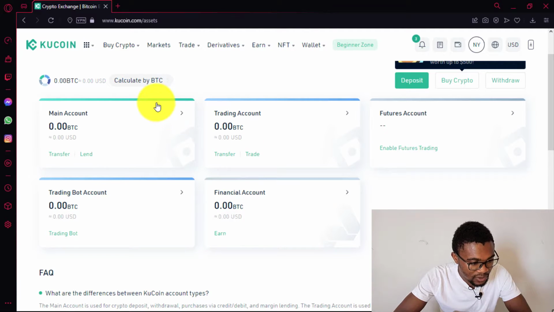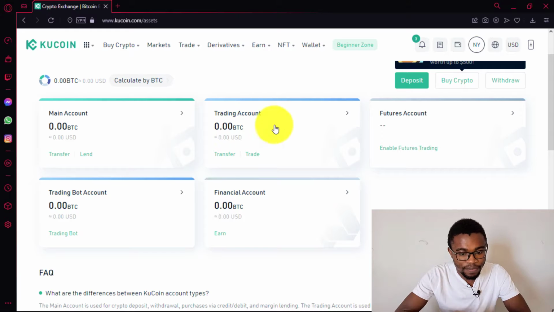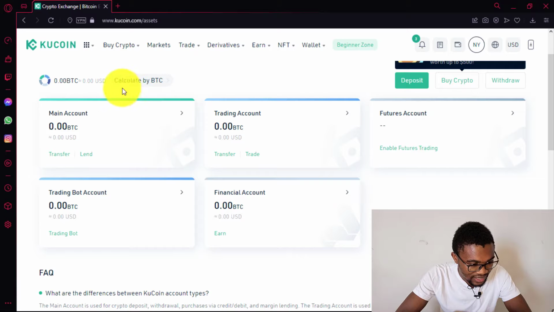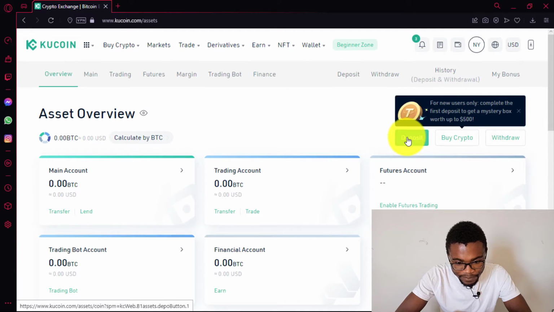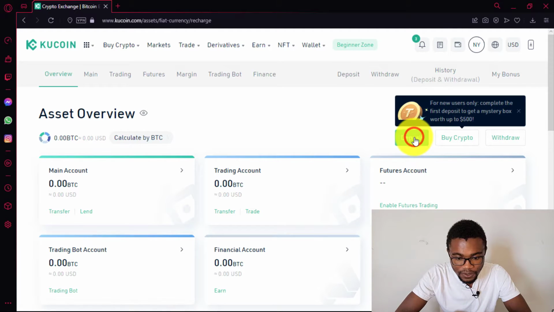You need to deposit money into your main account, then you'll be able to transfer that money to your trading account. Then you'll be able to use your trading account to buy and sell cryptocurrencies on Kucoin. To deposit money into this account, you can just press on your main account, or you just need to come over here and press on deposit. That's if you want to transfer cryptocurrencies from another exchange into your Kucoin account. You just need to press on deposit.